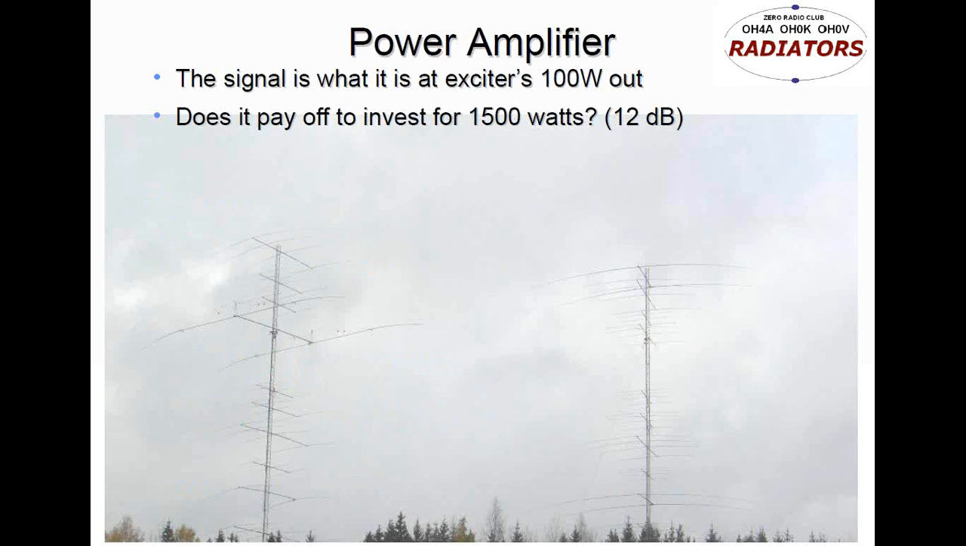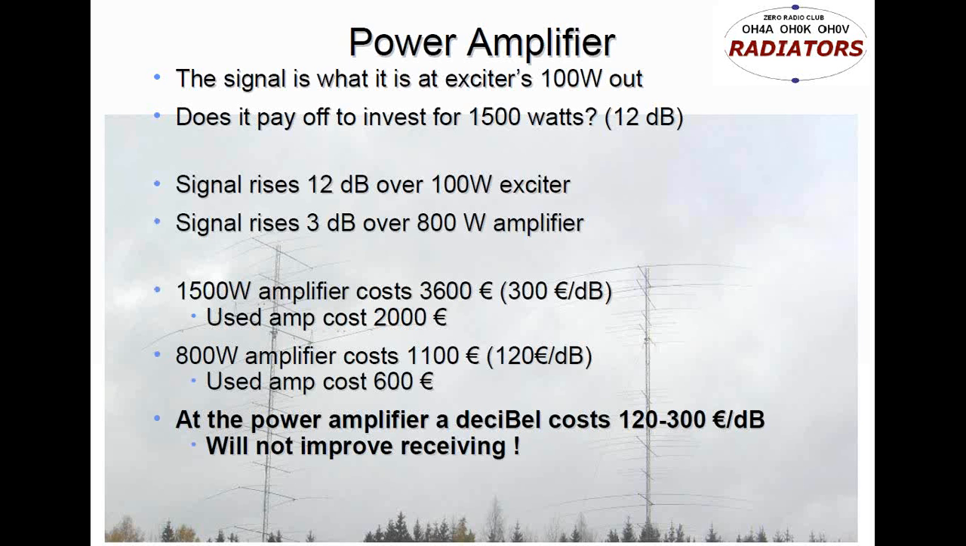Then let's look at the power amplifier. So let's see if it pays off to invest for 1500 watts, which is about 12 decibels over 100 watts. So you are getting only 3 decibels over an 800 watt amplifier, like some smaller Ameritron amplifier. So here in Europe you can get that kind of new 800 watt device at around 1100 euros, or it's like 1500 US because it has been imported, etc.